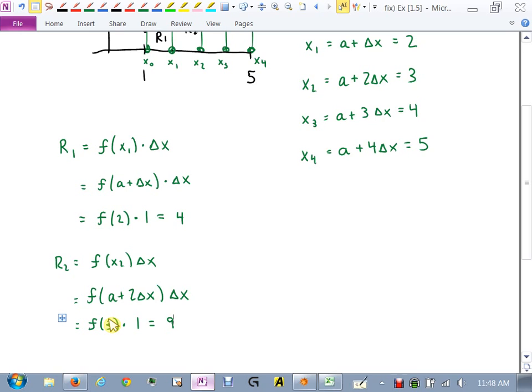You get the pattern, though? And then we add them all up. So let's see if you can get the next one. What's R3 going to be? Don't write it all down. Just the final answer would be 16, then R4 would be 25. Add them all up. 16 plus 25.